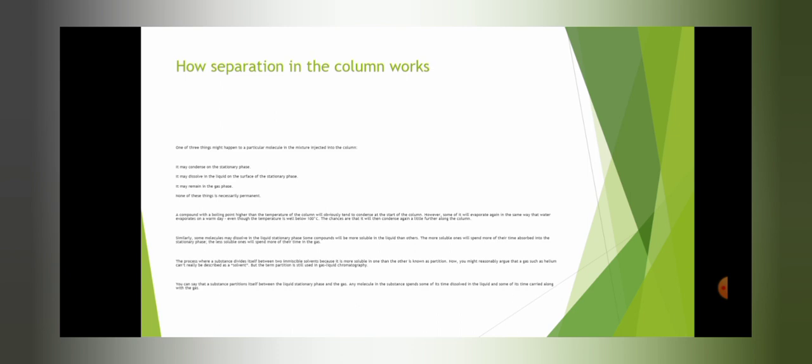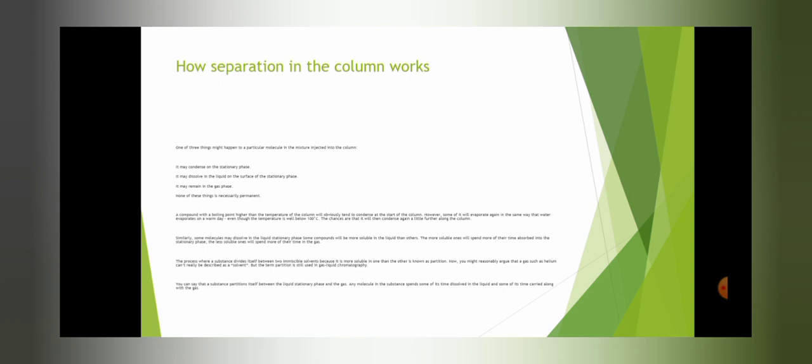None of the three things is necessarily permanent. So a compound with a boiling point higher than the temperature of the column will obviously tend to condense at the start of the column. However, some of it will evaporate again in the same way that water evaporates on a warm day, even though the temperature is well below 100 degrees. The chances are that it will condense again a little further along the column. Similarly, most molecules may dissolve in the liquid stationary phase.